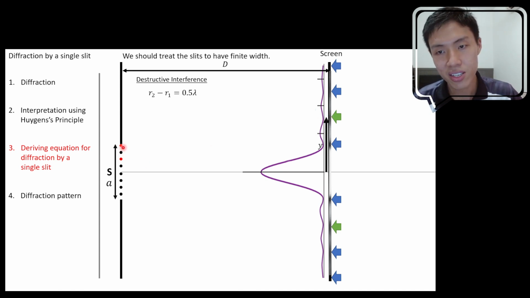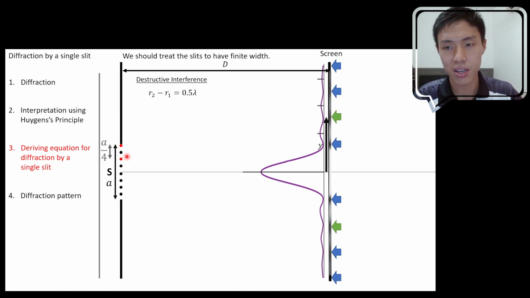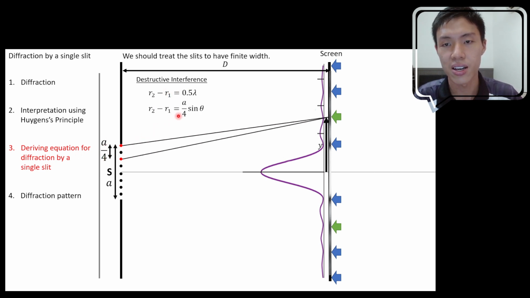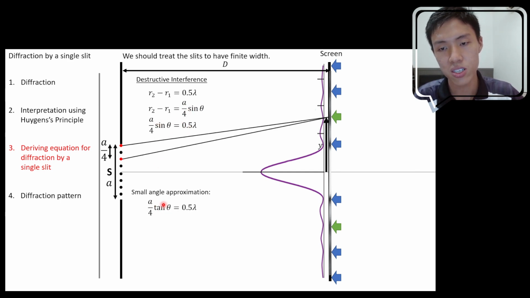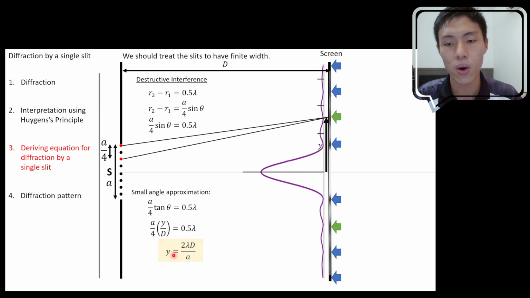Okay, but right now this one is definitely closer. And I believe you know that this distance here is a over 4, because I said you split into 4 parts, right? So this one is a over 4. So right now, R2 minus R1 will be a over 4 sine theta. Okay, a over 4 sine theta. So if you go through the same process, bring everything here, do small angle approximation, change it with y over D, you get y is equal to 2 lambda D over a. So just now it was 1 lambda D over a for the first dark fringe over here.